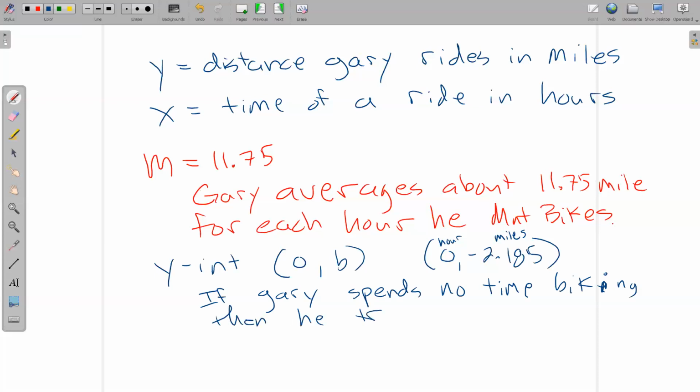then he traveled negative 2.185 miles, right? And so that's nonsense. I'm just going to make underneath a note that says, this is nonsense. Now, it doesn't mean I can throw it away. I really can't. I need it because it puts the line in the right spot. Otherwise, the line's in the wrong spot, and it doesn't match my bike riding data.